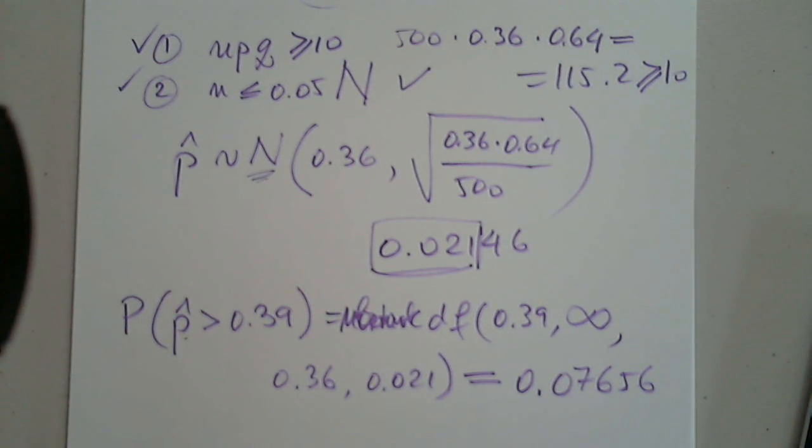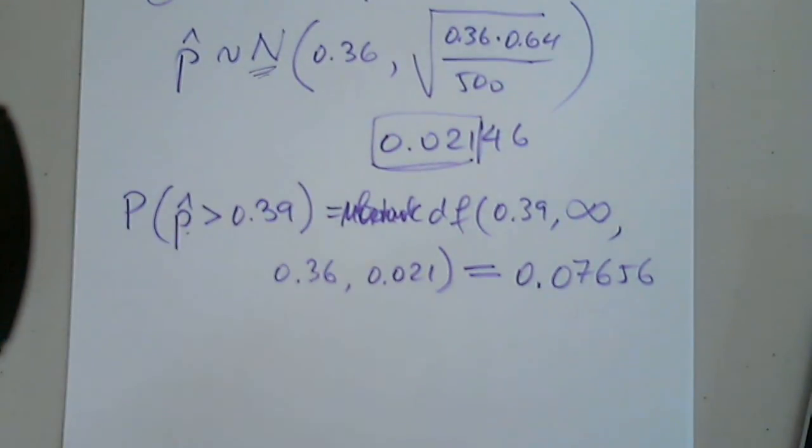Then we have part C. What is the probability that in a random sample of 500 adults, between 34% and 39% do not own a credit card? So here, this is an in-between situation.